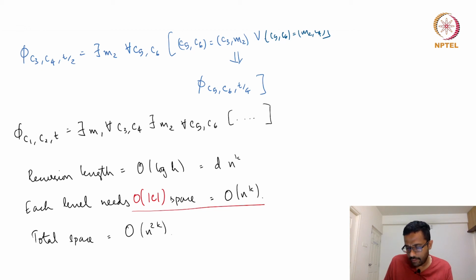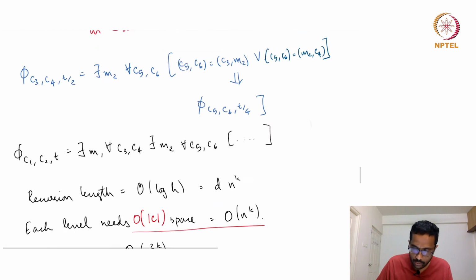Order size of C means order size of a configuration space, right? And we know the size of a configuration is order n power k, so with another constant, it's still order n power k. This is the extent of memory required at each level, right?